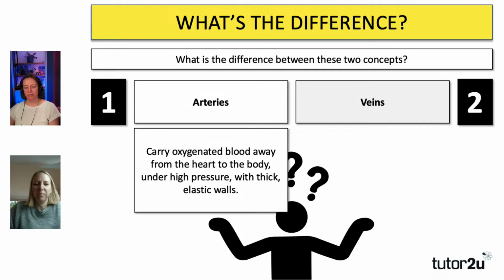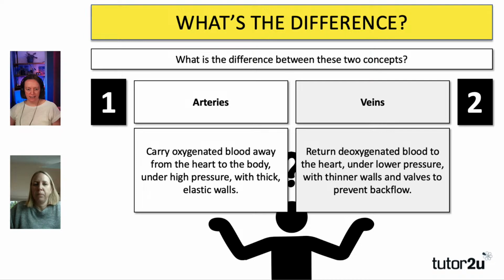And the features of them that enable them to do this is because they're under high pressure, they have thick elastic walls. So the lumen, if I can show you the circular structure, like the tube, is quite thick and elastic so that they can flex under pressure. And then veins, as Manima said, they return deoxygenated blood to the heart. They're under lower pressure, so they can have thinner walls.